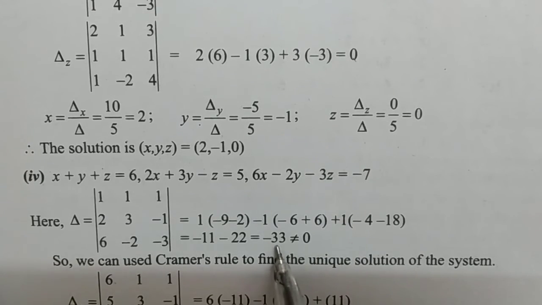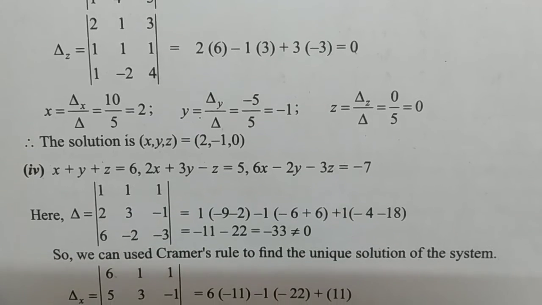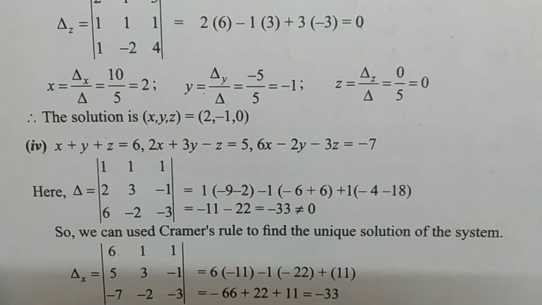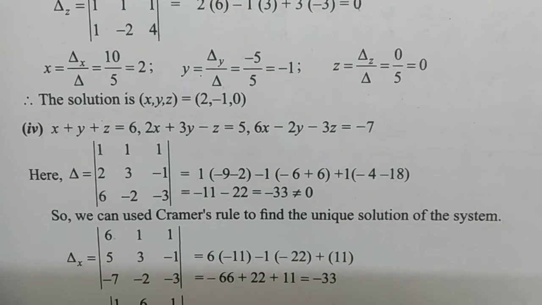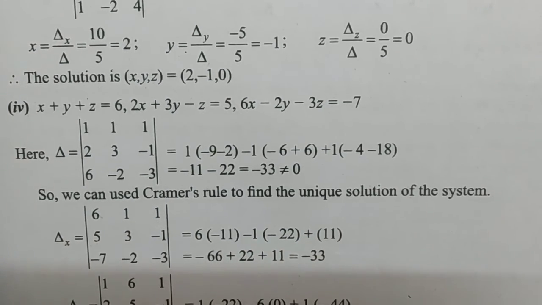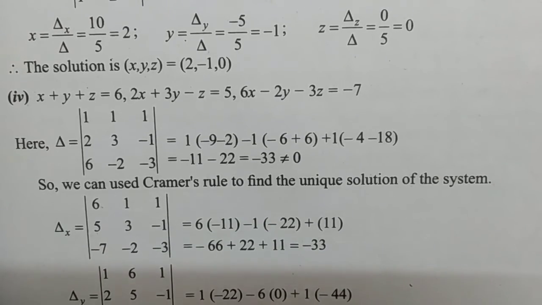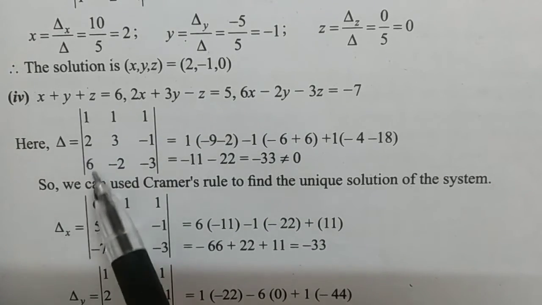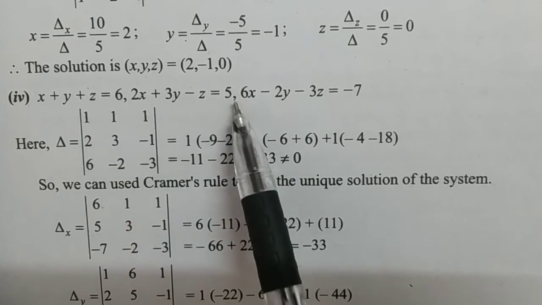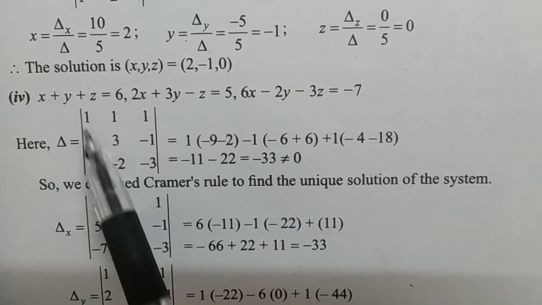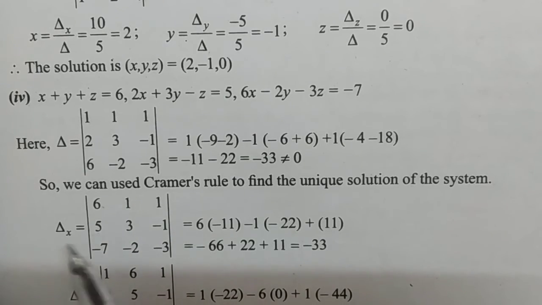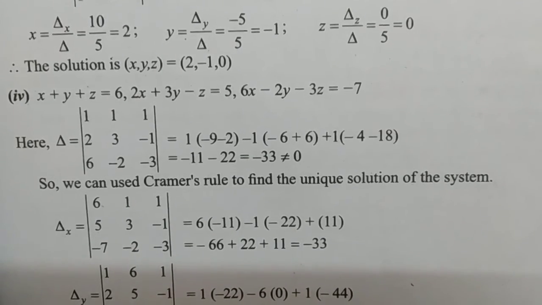This delta value is not equal to 0, so only then can you apply Cramer's rule. So we can use Cramer's rule to find the unique solution of the given system of equations. Next, to find the delta x value, replace the first column with the constants given: 6, 5, minus 7. We find delta x is minus 33.